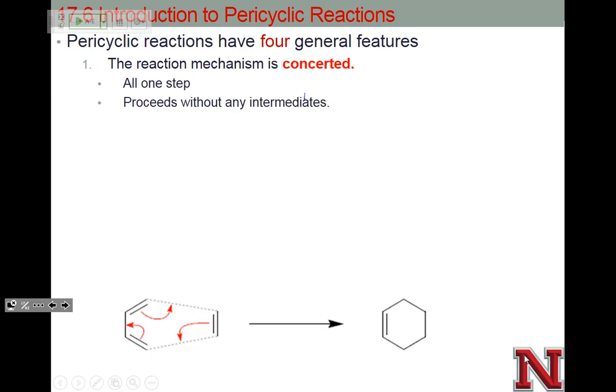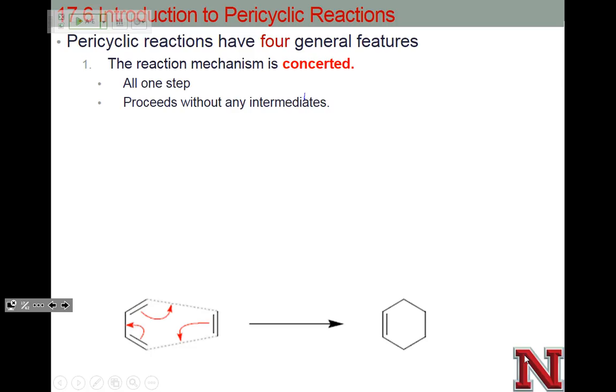1, the reaction mechanism is concerted. It all happens in one step. There's never any high energy intermediates. If I give you a pericyclic reaction mechanism, this should be the simplest mechanism you've ever done, because all you have to do is put the arrows in the starting material.